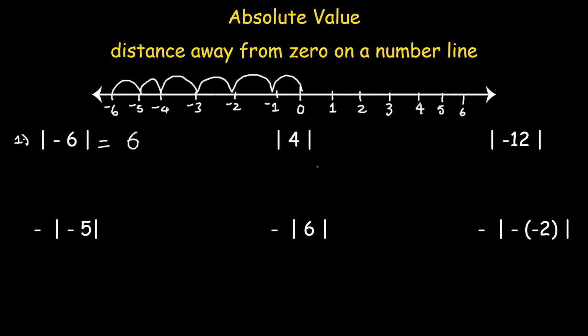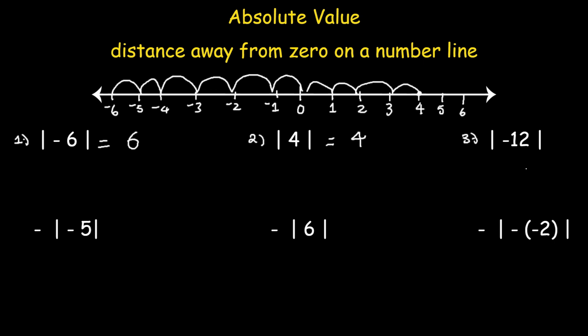Let's move on to the next example. Now let's locate 4 on the number line and count the distance away from 0. 1, 2, 3, 4. The distance is 4 because 4 is 4 units away from 0. Now that you have grasped the concept, let's solve the next problem. This was problem 2. Let's move on to problem number 3.